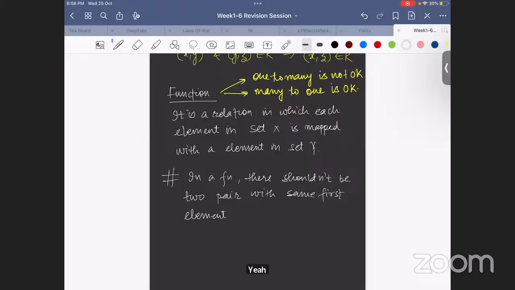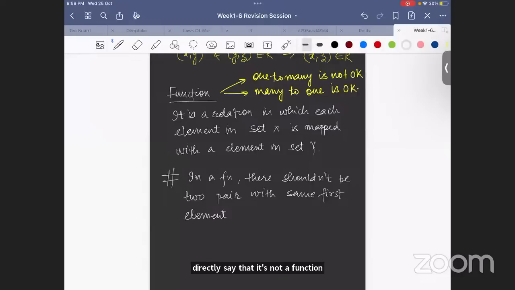If the graph has been given, you can directly say from the vertical line test whether the plot is a function or not. If an equation has been given, it can be difficult to tell. So the vertical line test: for one x, if there is more than one y, then it's not a function. One to many is not okay. If one x represents 2-3 values, then you can directly say it's not a function.